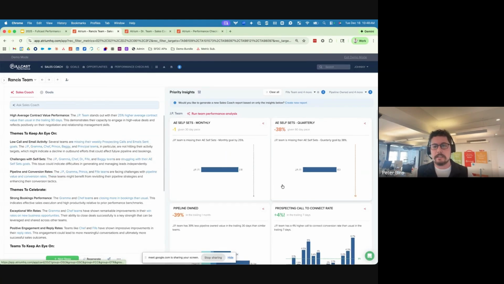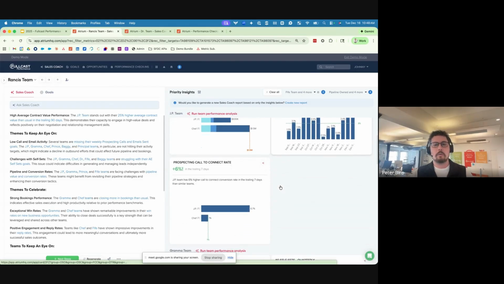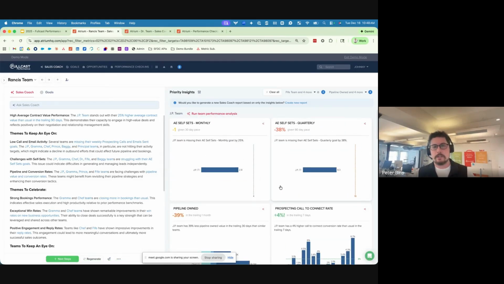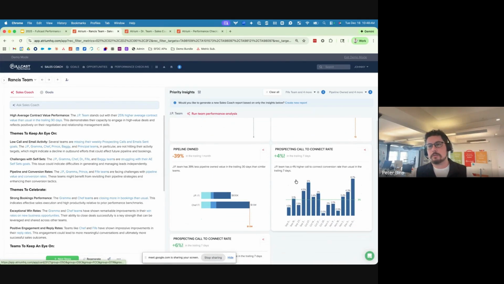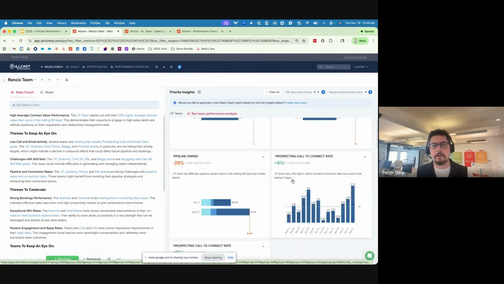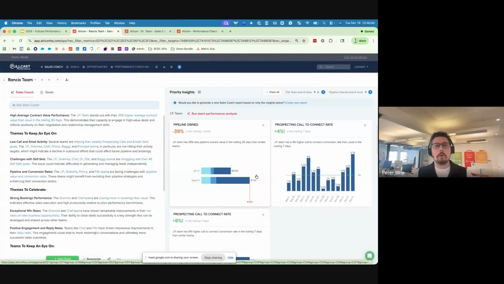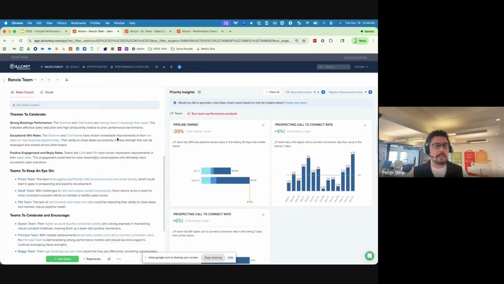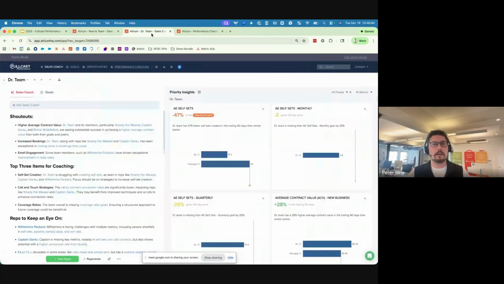And I can just click in to see what that data is, where the problems are. In the case of the JP team, it's a conversion rate of their connects when they're trying to call people to set meetings. That's leading to them not setting enough self-set meetings in the month or on the quarter, and leading to them having a lower pipeline owned value than their comparable team in the chef team, right? So this type of intelligence can be tailored to what you care about, but then spread down through the organization.